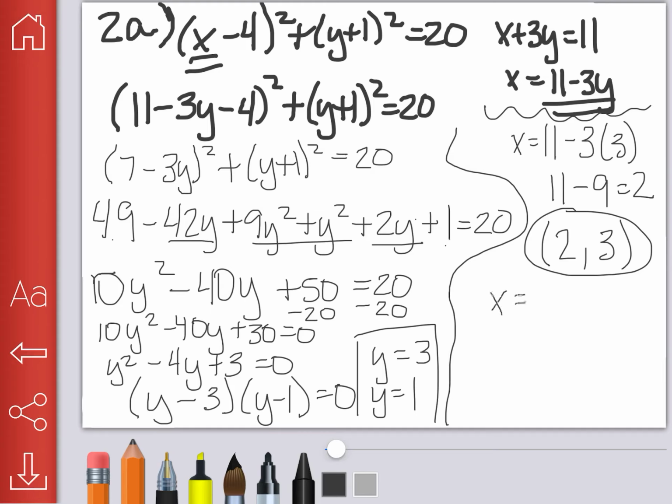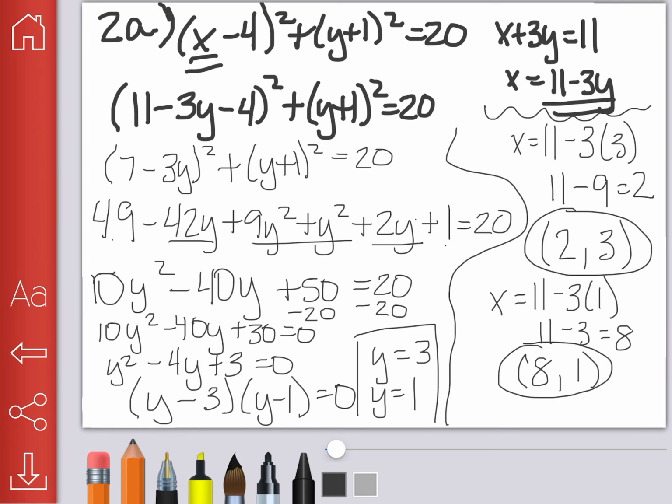So again, x equals 11 minus 3 times 1. That's 11 minus 3, which is 8. So since x is 8, it's x comma y, so 8 comma 1. x comma y, x comes first. Okay, so guys, hopefully this was able to jog your memory a little bit, and you can try the other problems of one line and one parabola and one line and one circle, okay?